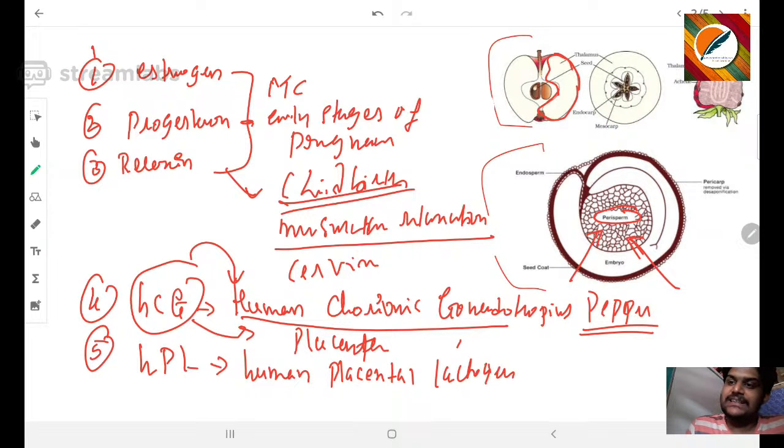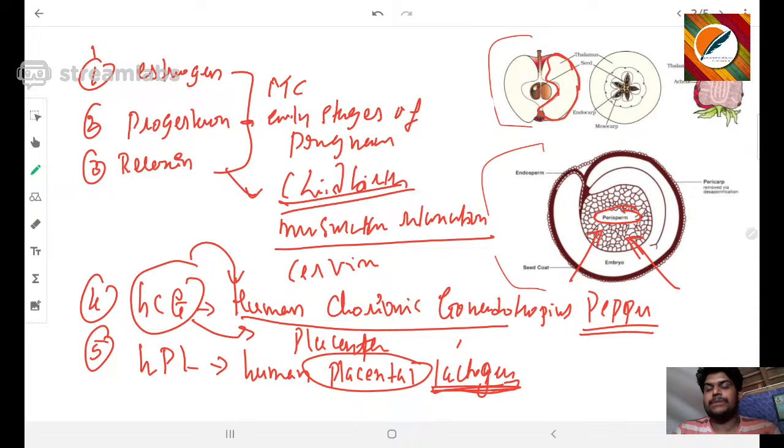So this is nothing but the hormone which is produced by the placenta, and lactogen, where the nutrition is produced in the form of lactogens by the placenta. So it just stimulates the process.